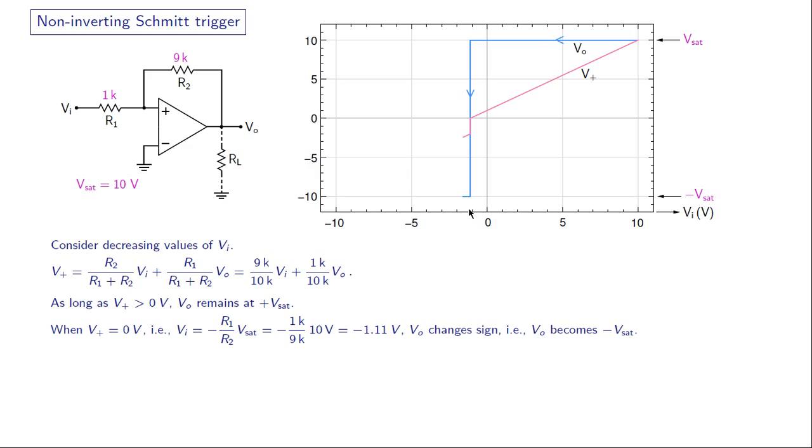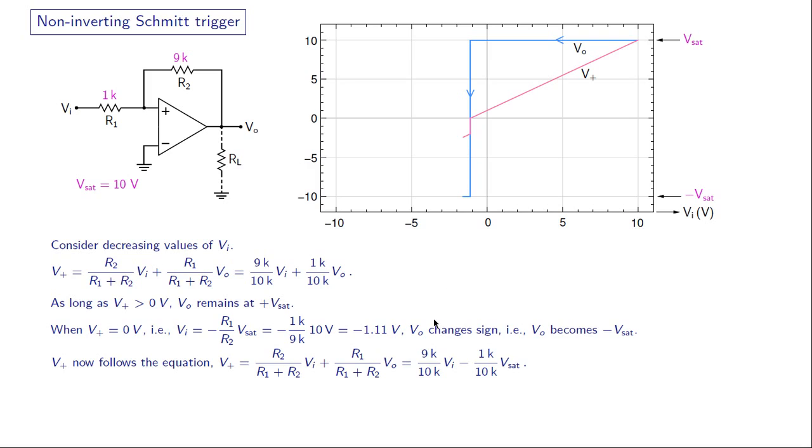What about V plus? V plus is given by this equation, the same equation as this one, except now VO has become minus Vsat. At this point, Vi is minus 1.11 volt, as we saw earlier. So this term is already negative, and this term is also negative now because VO is minus Vsat. So the net result is, at this point, V plus is a negative number. We can calculate that.